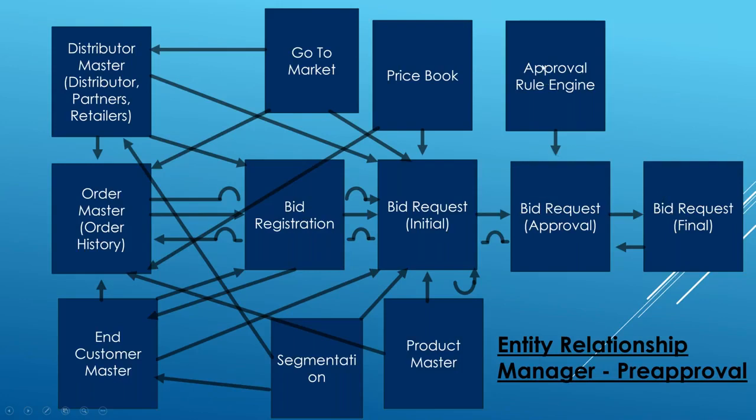In approval, you will have an approval engine. Bid registration is external, bid request is internal. In the internal page, I have to pull the current price of the product. The same product last month he bought for 100. Today, what is the price? My price has changed here. That will also come from the product.